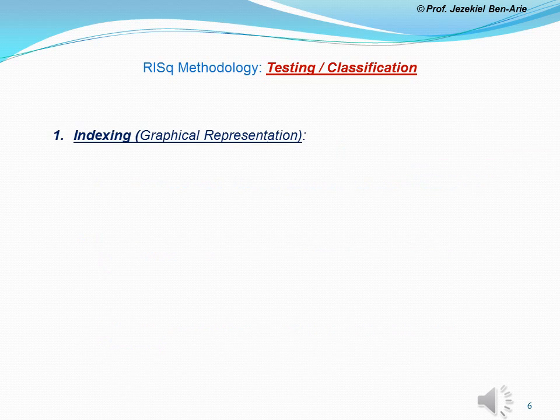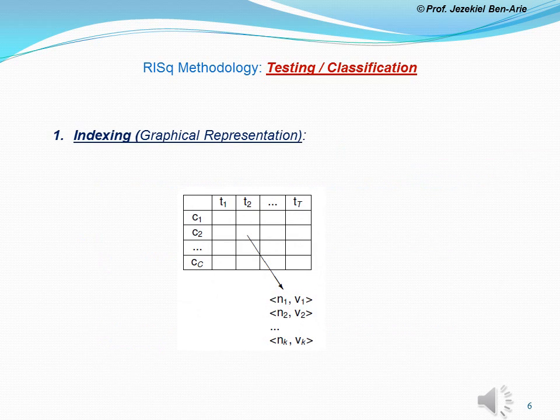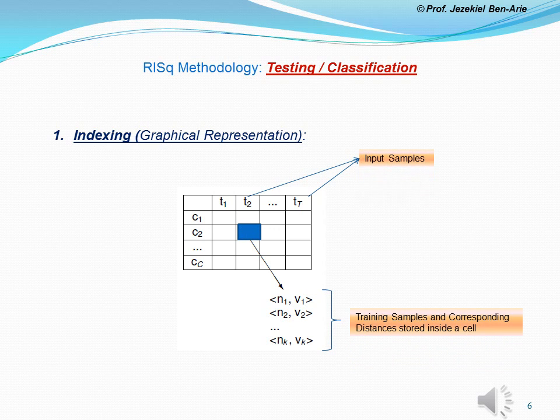Here is a graphical representation of the indexing procedure. As we can see, retrieved training samples and their corresponding distances are stored inside the cells of a matrix structure. On the horizontal axis, we have input samples, and on the vertical axis, we have different classes or words which we want to recognize. Here we want to discuss sequencing, which is a basic part of our approach.